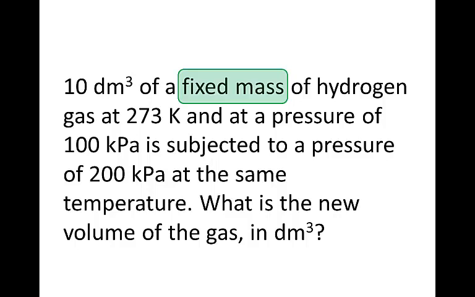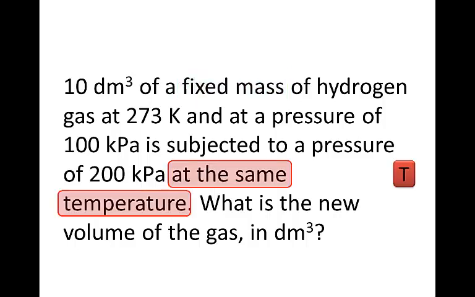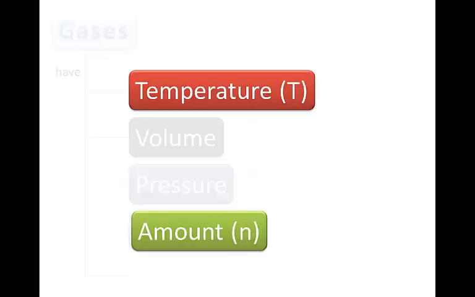So notice it's a fixed mass of gas. That means the amount of gas is not changing. So N, amount of gas, is constant. It says at the same temperature. So T, temperature of gas, is also constant. We can't use this equation of Boyle's law unless N and T are constant.